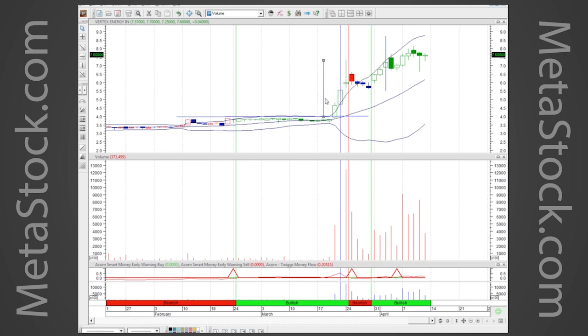The next step to the process is that we want to see a retraction. We want to see the stock retrace. And in general, what I'm going to do here is I'm going to use a 50% Fibonacci retracement to 61.8, which is the area that I'm looking for the stock to pull back to. So I'll just draw that on the chart here for us. Here we go.